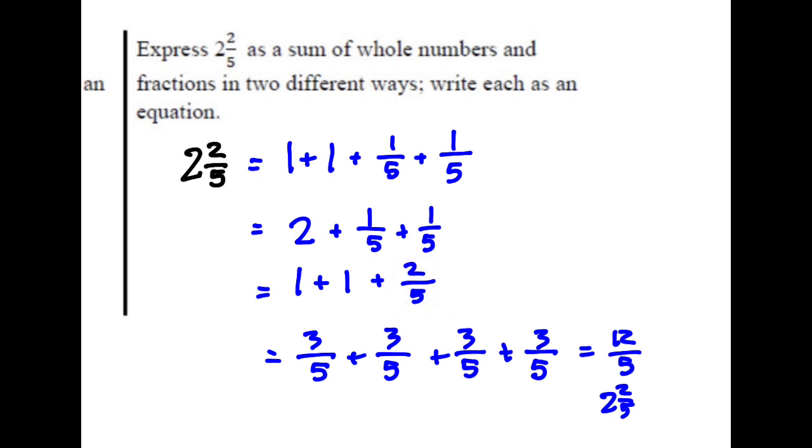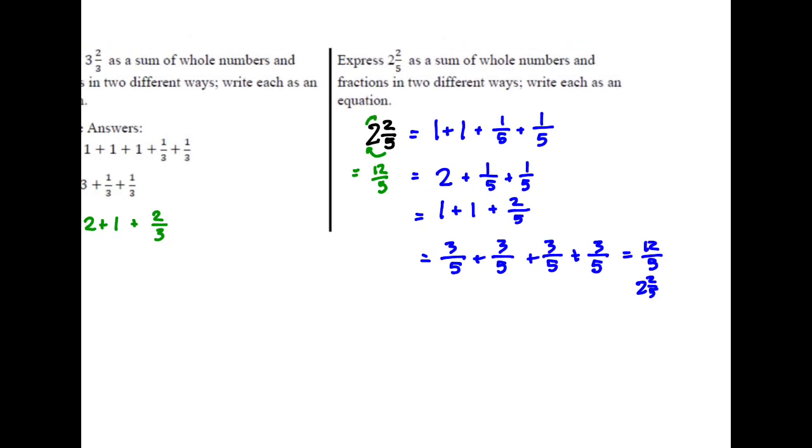Now here's getting really complicated, but we could go 2 times 5, or 5 times 2 is 10, plus 2 is 12. So this is equal to 12/5. So 3 plus 3 plus 3 plus 3 is 12. And 12/5 is 2 and 2/5. So that would be acceptable. However, these three are much easier, right? Okay.